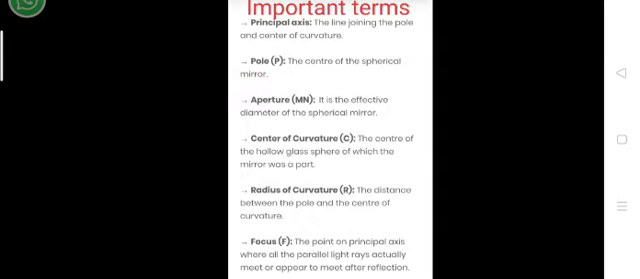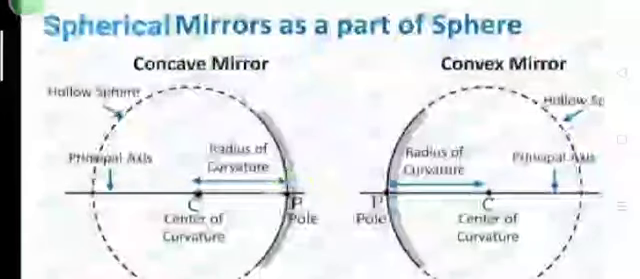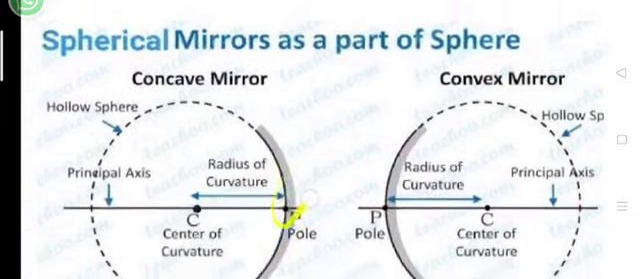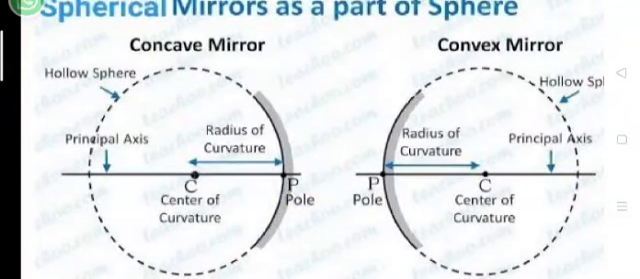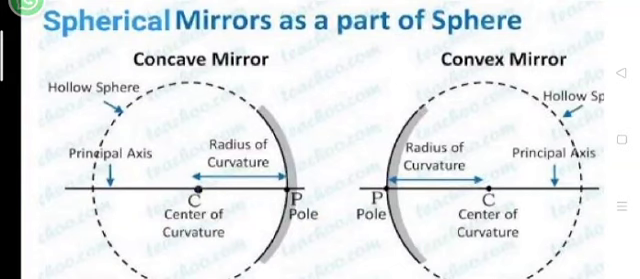Now let's talk about some important terms related to spherical mirrors. A very important term is the principal axis. What is the principal axis? The line joining the pole and the center of curvature. So what is the pole? Look at this diagram. This is the point called the pole. The pole is the midpoint, or the center point, of the mirror. And the center of the hollow sphere is known as the center of curvature of the mirror.